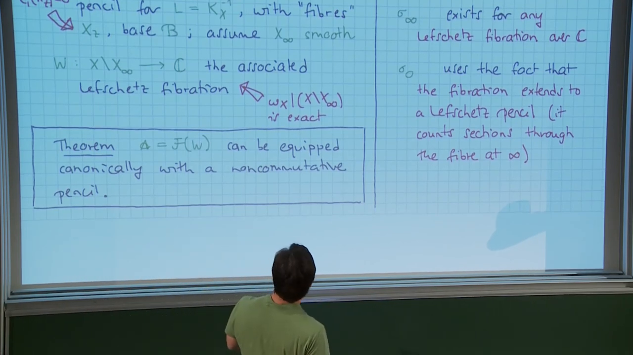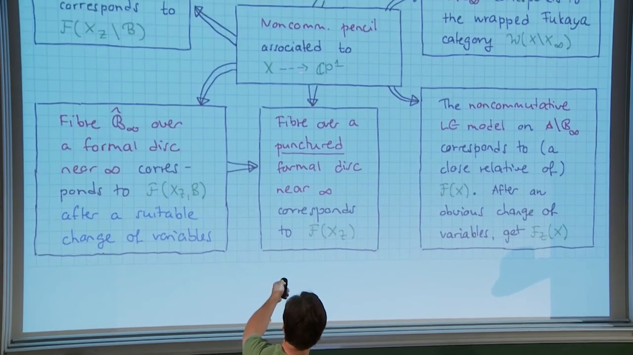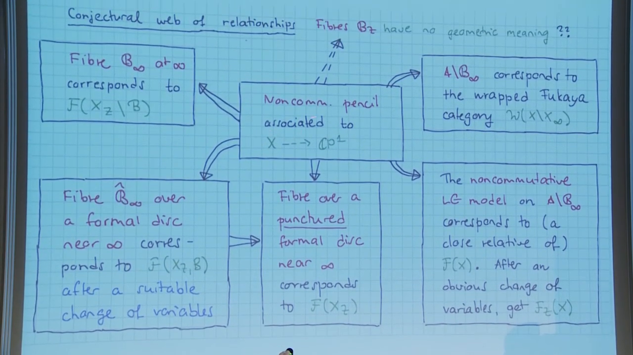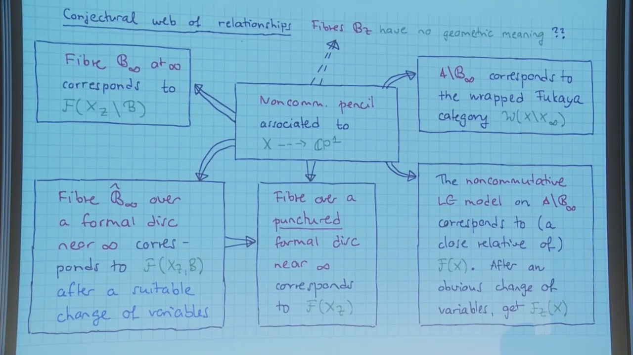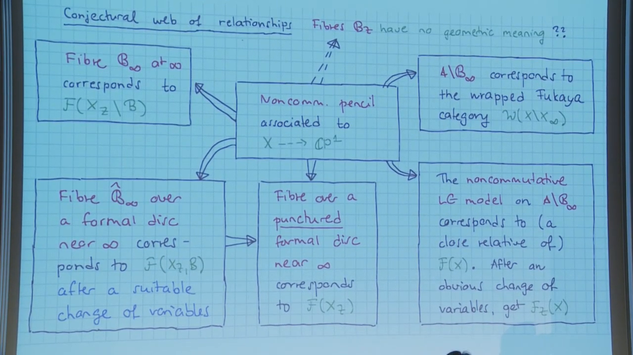Okay, so now I have this symplectic geometry situation, and I associate to it a non-commutative pencil. On the other hand, the non-commutative pencil has all sorts of things associated to it. So let's see what they could mean geometrically. One thing you can do is take a fiber, say the fiber at infinity, and that should correspond to the Fukaya category of a fiber of W, the fiber minus the base locus. But on the other hand, we could take the fiber at the formal disk near infinity, and that should correspond to the relative Fukaya category, where you put in the base locus.